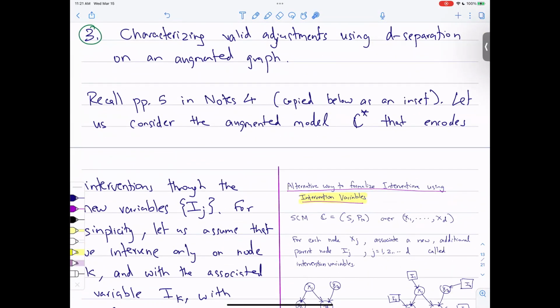But coming back, this is a side issue about whether there's some monotonicity in the size of the set. But let's get back to the main issue. The main issue is we want to characterize valid adjustment sets. And previously, we had this algebraic property that some conditionals are the same in the old world and the new world. Okay. I want to reason about this graphically.